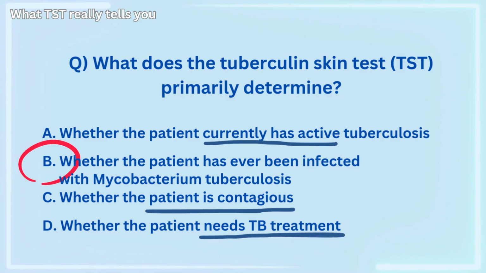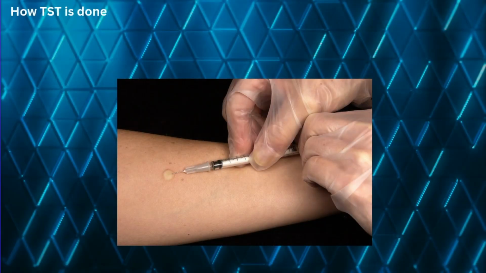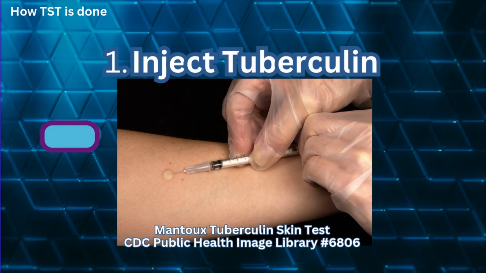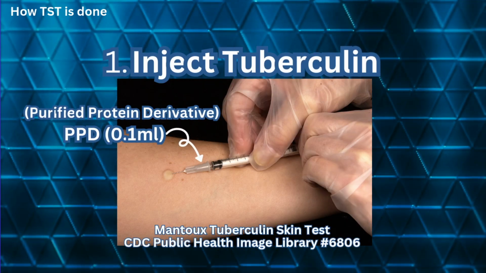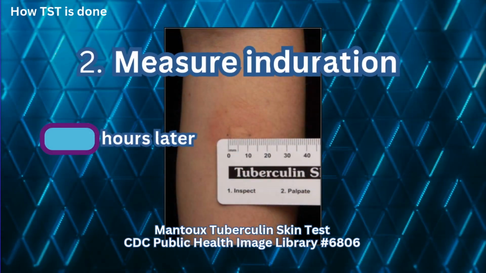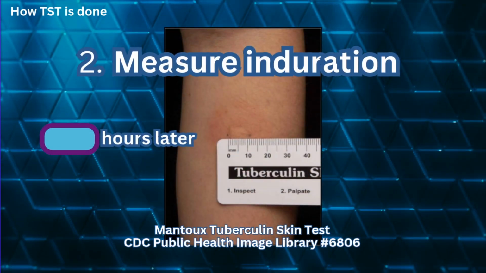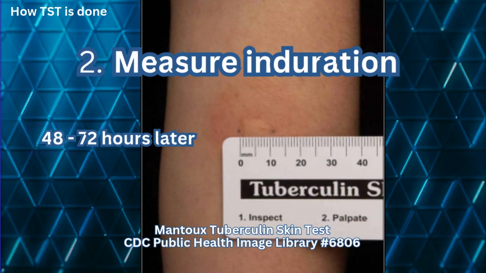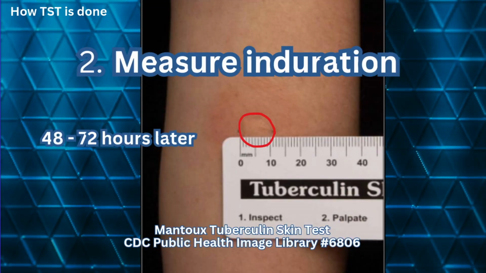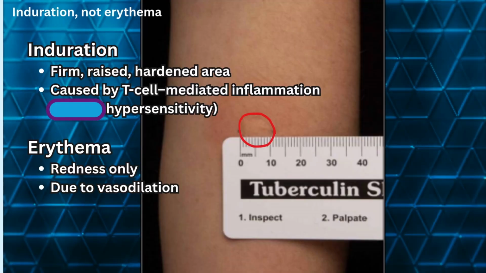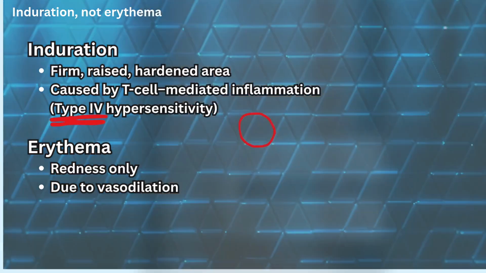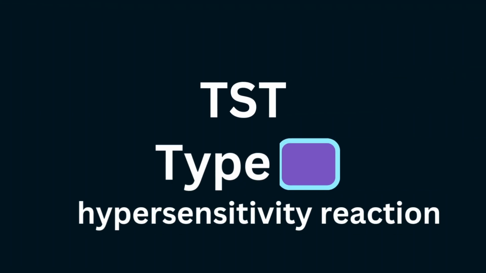So, how is the tuberculin skin test performed? Point 1, 0.1 milliliters of PPD is injected intradermally into the forearm. Point 2, the injection site is examined 48 to 72 hours later. What you measure is induration, not erythema. The tuberculin skin test is a type 4, delayed type hypersensitivity reaction.